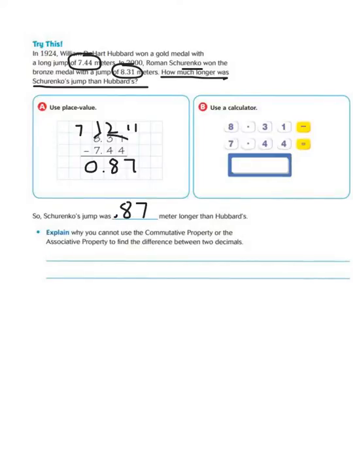meters longer than Hubbard's. Now, it asks why you cannot use the commutative property or the associative property to find the difference between two decimals. And the reason you can't do that is because in subtraction, you cannot change the order of the numbers.